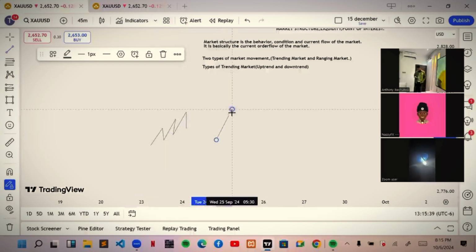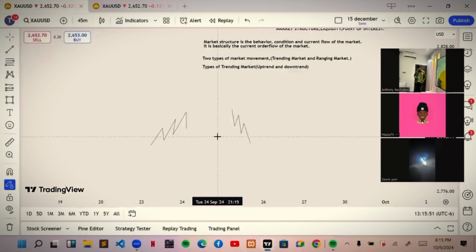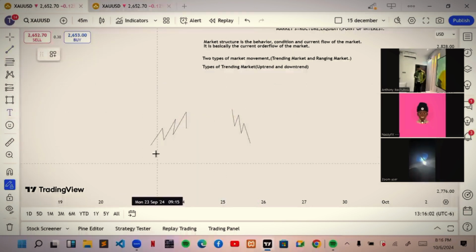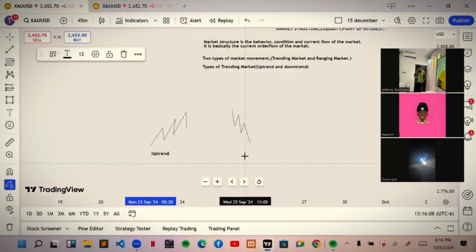Meanwhile, a downtrend is the market making a series of lower highs and then lower lows. That's what it means for the market to be on a downtrend. So this is an uptrend right here, and this is a downtrend. An uptrend is when the market is making higher highs and higher lows. A downtrend is when the market is making lower highs and lower lows.